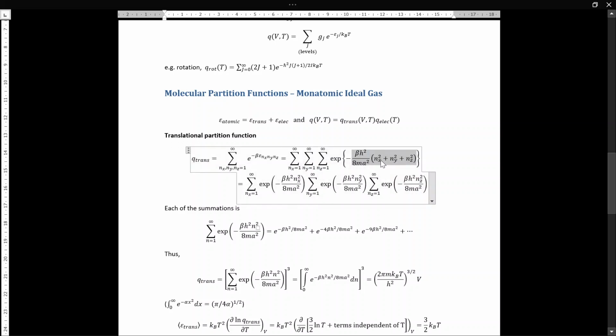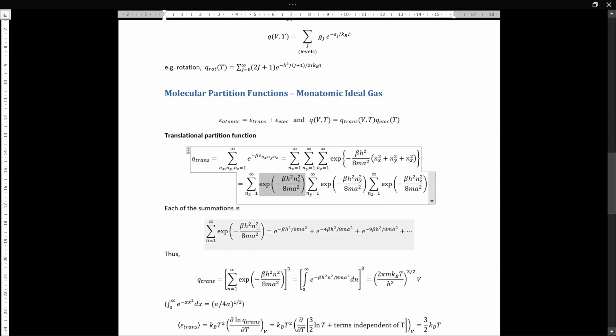Minus beta into epsilon. Now I break up this epsilon, so I separate the x, y, and z terms, and then I can very easily, since neither of them is dependent on the other, I can write separate terms over here: minus beta h squared nx squared by 8 m a squared, ny squared, and for nz. Okay. And all of these values of nx, ny, nz, they go from 1 to infinity.